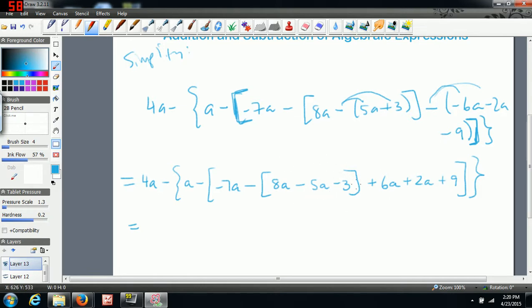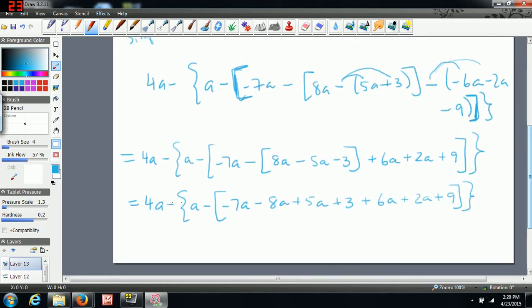Now at this point, we're going to simplify. We're going to open up these brackets, get rid of those brackets. So 4a minus a minus negative 7a. Now when this goes in here, these all become negative. So this becomes negative 8a. Sorry, the negative 1 applies to everything. So this here becomes positive 5a. Negative and negative, positive 3. Okay, so I open that up, and then the rest I could just write down as they're written. Okay, so that would be the next step in this question.